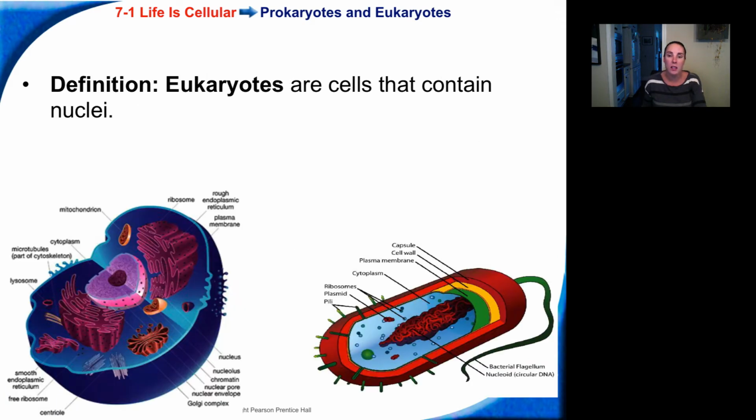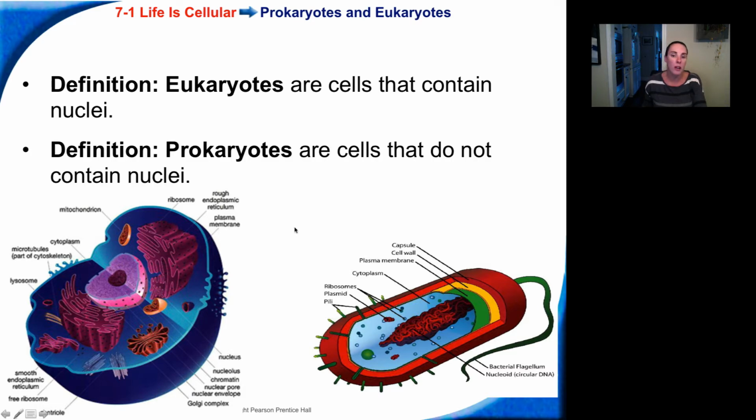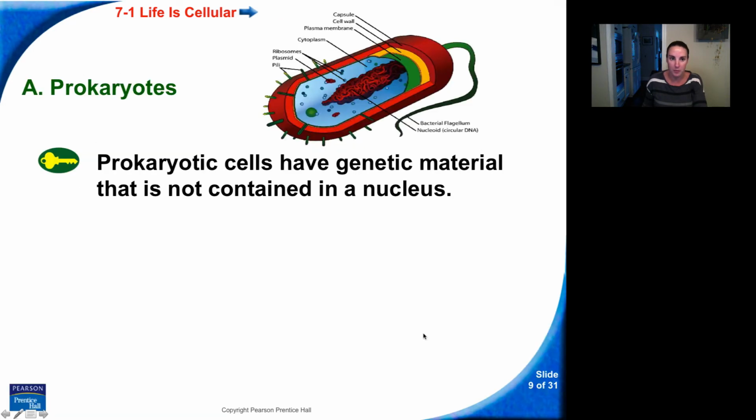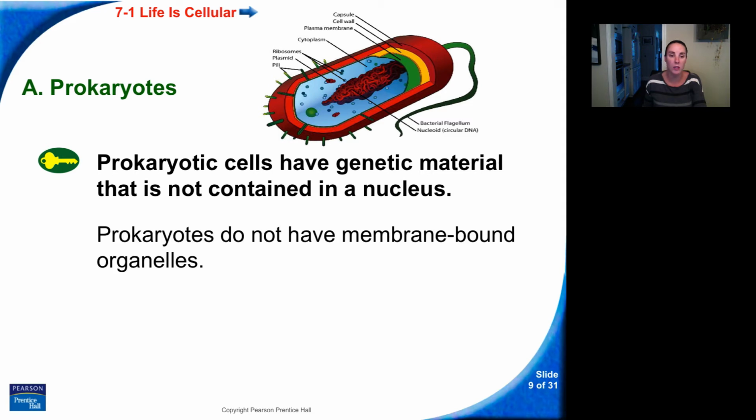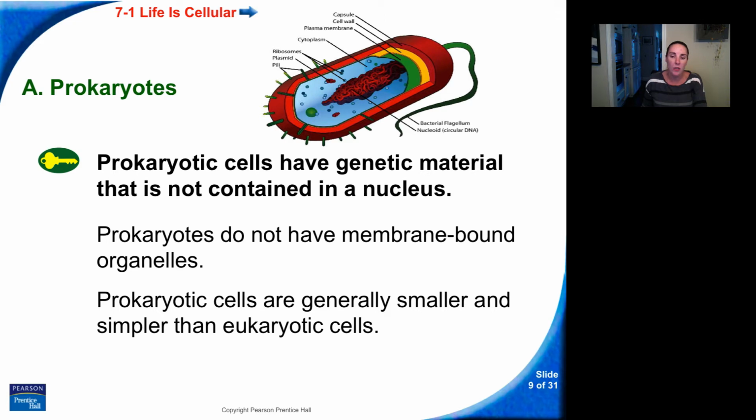Eukaryotic cells, or eukaryotes, are cells that contain a nucleus. Prokaryotic cells, or prokaryotes, are cells that do not contain a nucleus. Here's a eukaryotic cell, and here's its nucleus. Here's a prokaryotic cell, and there is no nucleus. The DNA is just floating around in the cytoplasm of the cell. Prokaryotic cells have genetic material that is not contained in a nucleus. They do not have membrane-bound organelles, and they're generally smaller and simpler than eukaryotic cells.